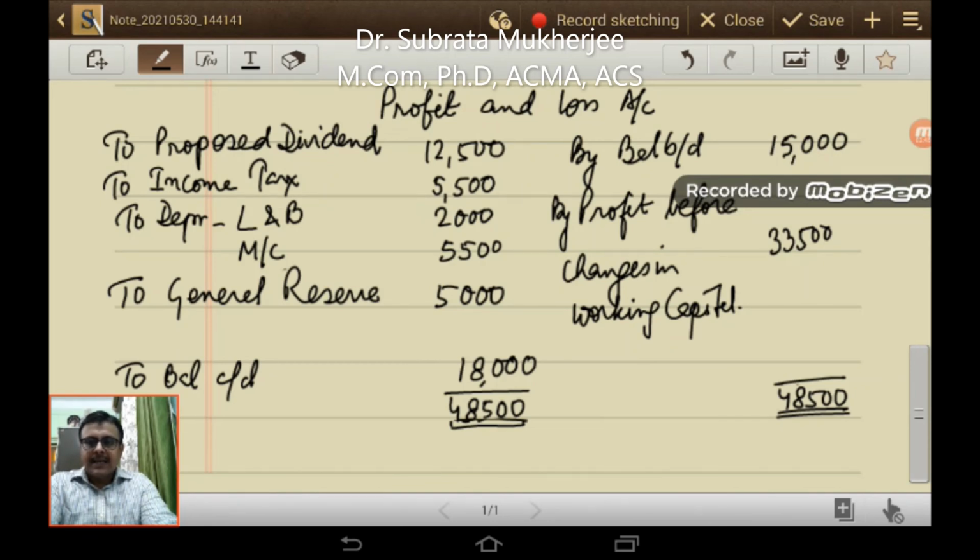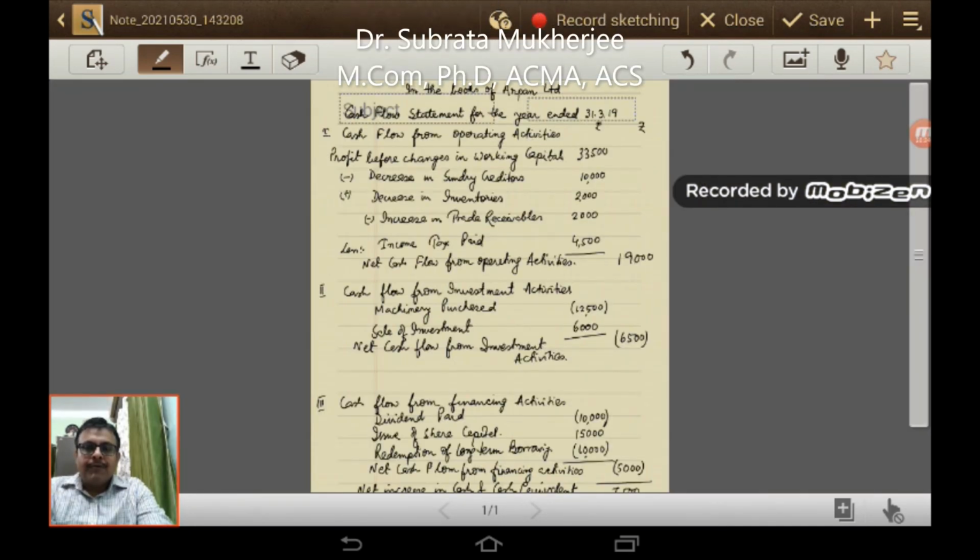Now this is the last ledger that I have to close, that is the profit and loss account. And the balancing figure in the profit and loss account represents the profit before changes in working capital, 33,500. So when you solve a problem on fund flow statement, this figure represents the fund from operation, and when you are preparing a cash flow statement, the same figure is termed as profit before changes in working capital. So profit before changes in working capital I have calculated from the profit and loss account. The amount I have placed here in the cash flow statement at 33,500.